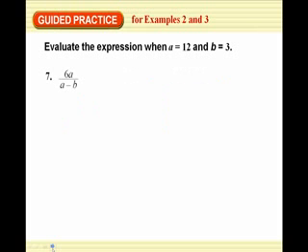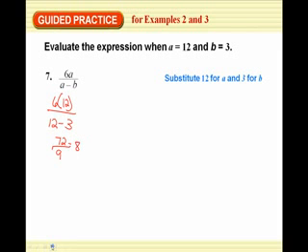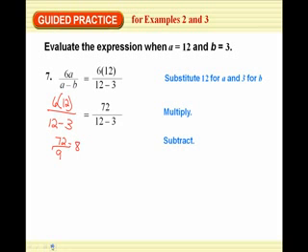Do again. So let's substitute in everything we know. 6 times A, 6 times 12, over A minus B, 12 minus 3. So 6 times 12 is 72. And 12 minus 3 is 9, and 9 goes into 72 8 times. Well, let's see if that's 8. So it's just a matter of substituting the numbers into the correct place, then doing the correct order of operations to get the correct answer. And I get 8. Got it right.